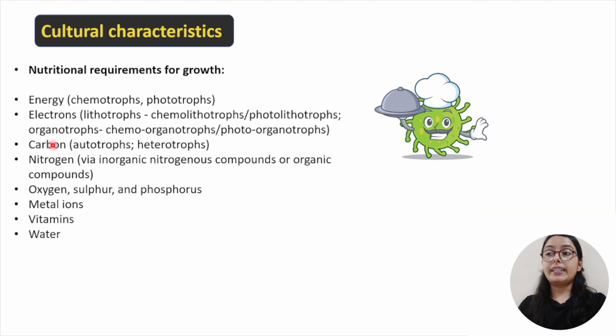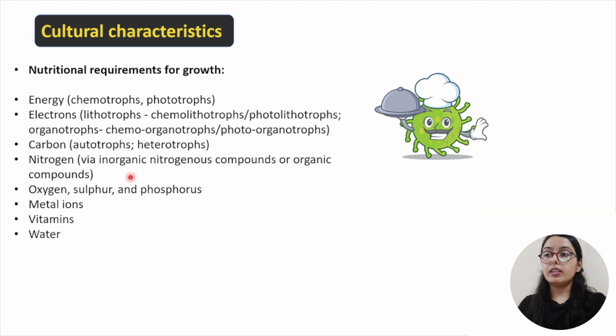Now those bacteria which require carbon dioxide as their sole source of carbon are called autotrophs, and those bacteria which require organic carbon as their carbon source are called heterotrophs. Apart from energy, electrons and carbon, bacteria also require nitrogen for their nutrition. Bacteria can obtain nitrogen from inorganic nitrogenous compounds, for example nitrates or nitrites, or from organic compounds such as amino acids.